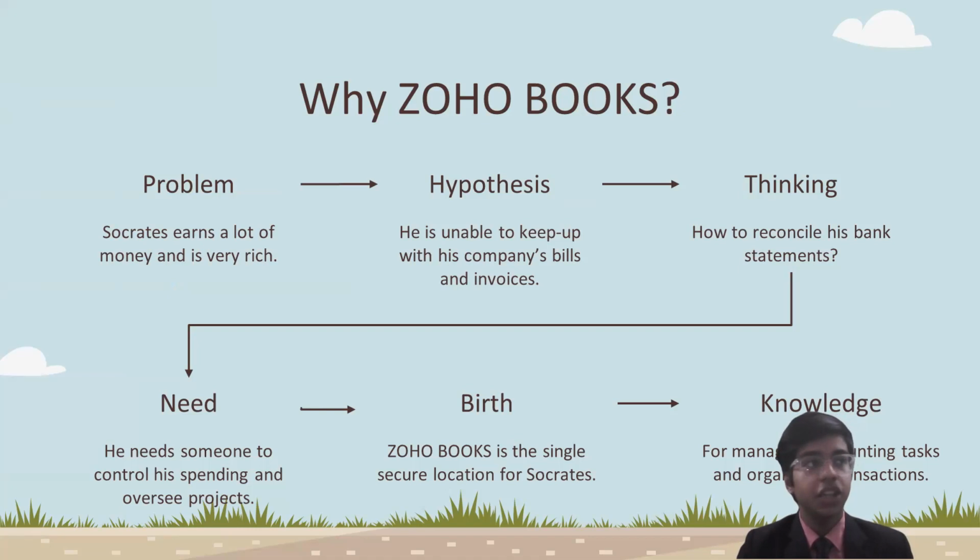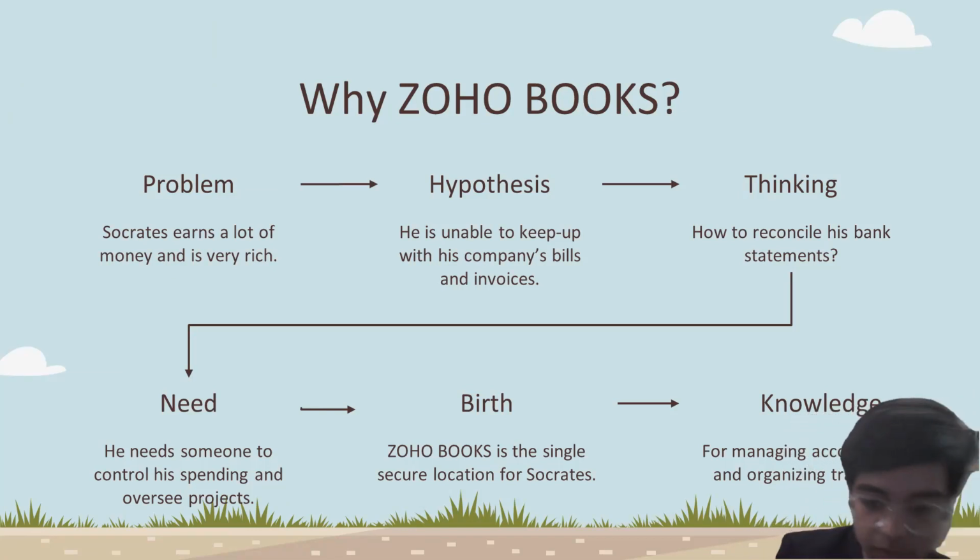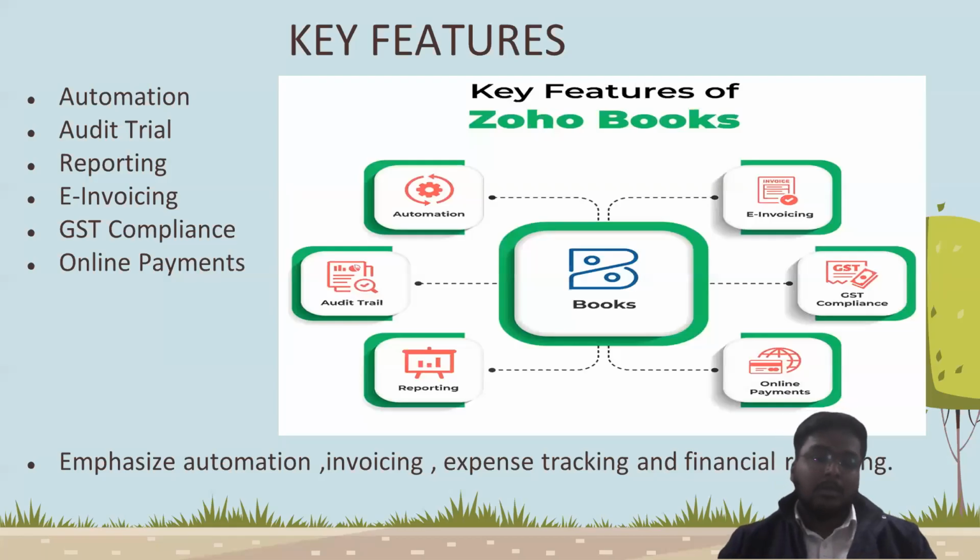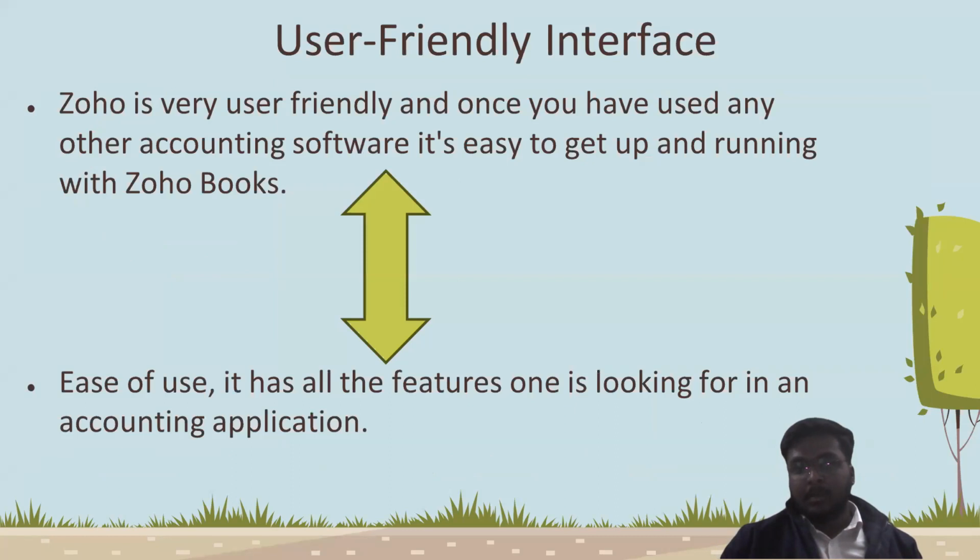Zoho Books is a single secure location for Socrates that can keep up with his complete bills and invoices, reconcile his bank statements, and it's also managing tasks and organizing transactions. Some of the key features of Zoho Books are, first, automation. Second, it has GST compliance, online payment and reporting as well. This is basically a user-friendly interface.